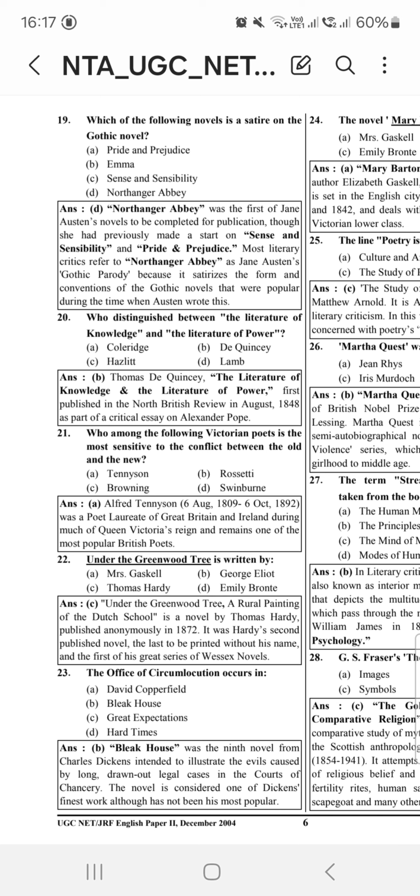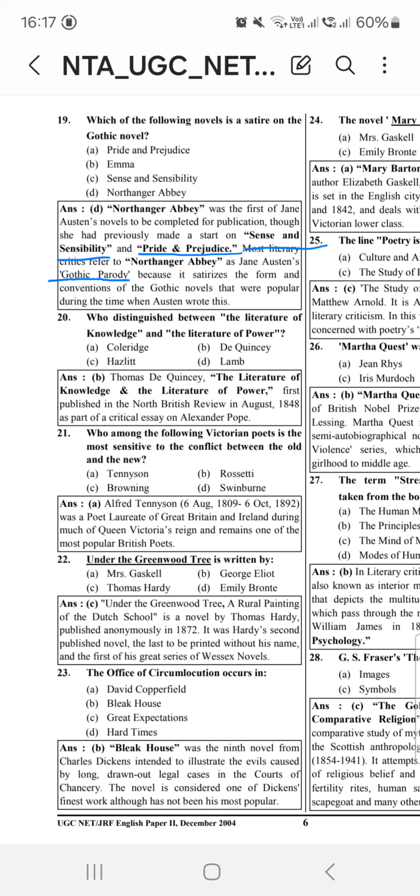Question 19th. Which of the following novels is a satire on the Gothic novel? The right answer is Northanger Abbey. It was the first of Jane Austen's novels to be completed for publication, though she had previously made a start on Sense and Sensibility and Pride and Prejudice. Critics referred to Northanger Abbey as Jane Austen's Gothic parody. That is Gothic parody because it satirizes the form and conventions of the Gothic novels.